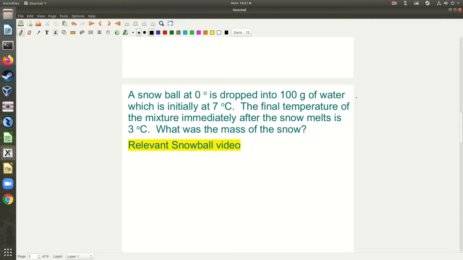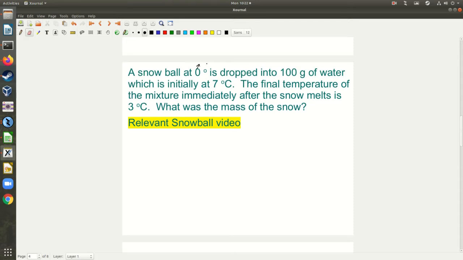But, yeah, so that's your snowball. Basically, snowball is ice, okay? So, let's say you have a snowball and it's at 0 degrees Celsius. This 0 is key. That's because that's at its melting point.